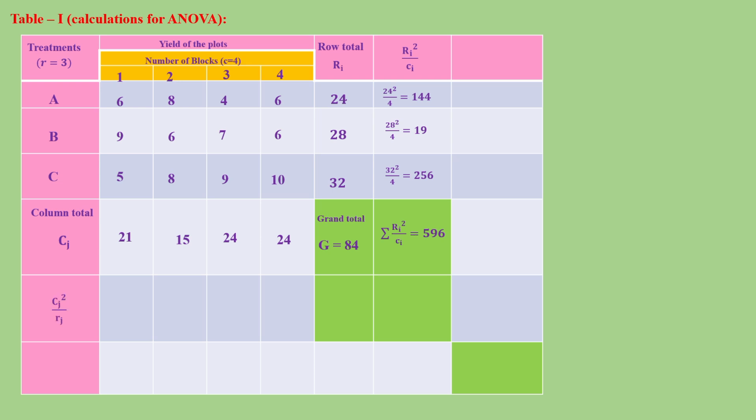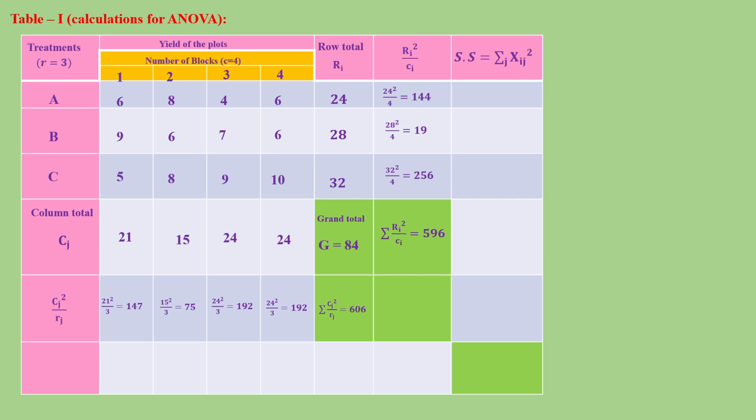Similarly for the column, C1 square by R1, that is 21 square by 3, that is 147, and 15 square by 3, right? Here R1, there C1, right? Note that. So 15 square by 3, 75, 24 square by 3, 192, and 24 square by 3, 192. So summation of Cj square by Rj, that is equal to 606.